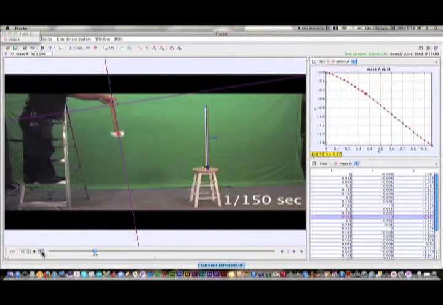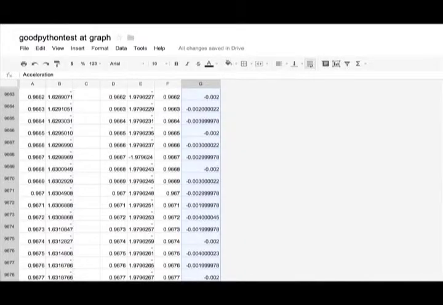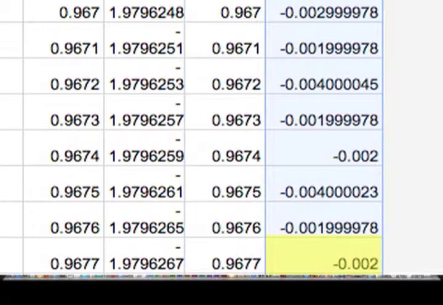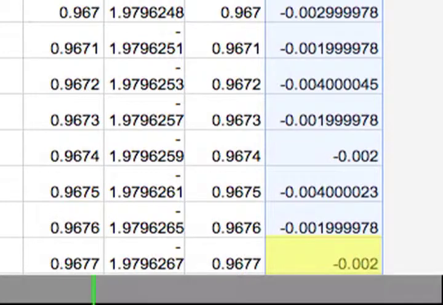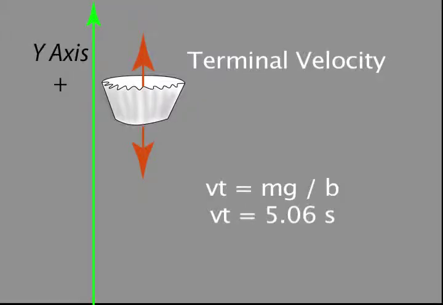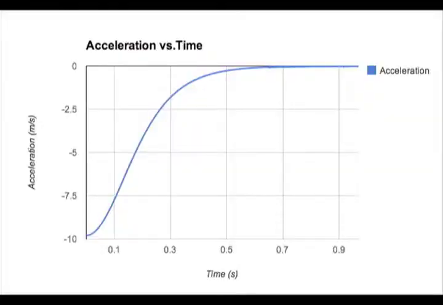Although the filters came very close to zero acceleration, I was able to see on the spreadsheet there was still a very small acceleration in the minus y direction of minus 0.002 meters per second squared, and there wasn't enough time to reach terminal velocity. As you can see in the a-t graph, the coffee filter acceleration starts at g and trends towards zero acceleration.